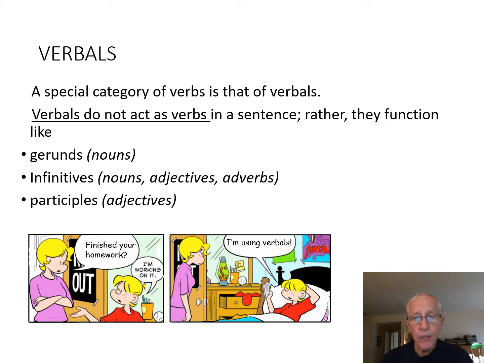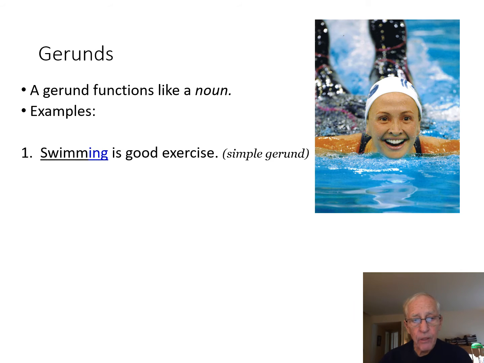We'll discuss each of these in turn. First, let's look at gerunds. It is a verbal. It's an action verb, really. We've added an ing ending to it, and now it functions like a noun. For example, sentence number 1, swimming is good exercise. Swimming is simply the subject of the sentence. It is normally an action verb, but in this case it isn't. It's functioning like a noun.